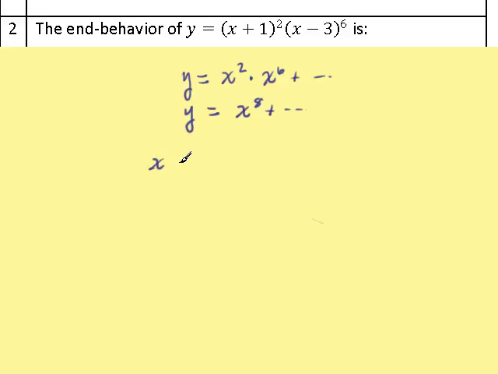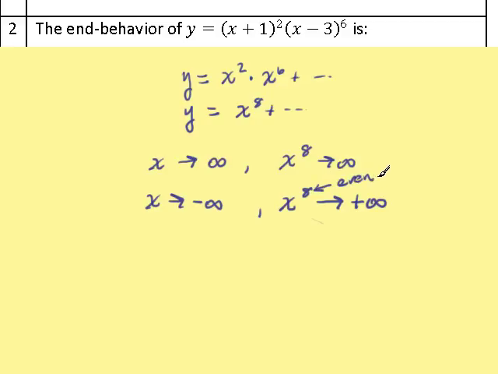So we say as x goes to infinity, x to the 8th goes to infinity. And as x goes to minus infinity, x to the 8th still goes to positive infinity. And that is because of this even exponent. So that's the end behavior. It's going to be up on the right and up on the left.